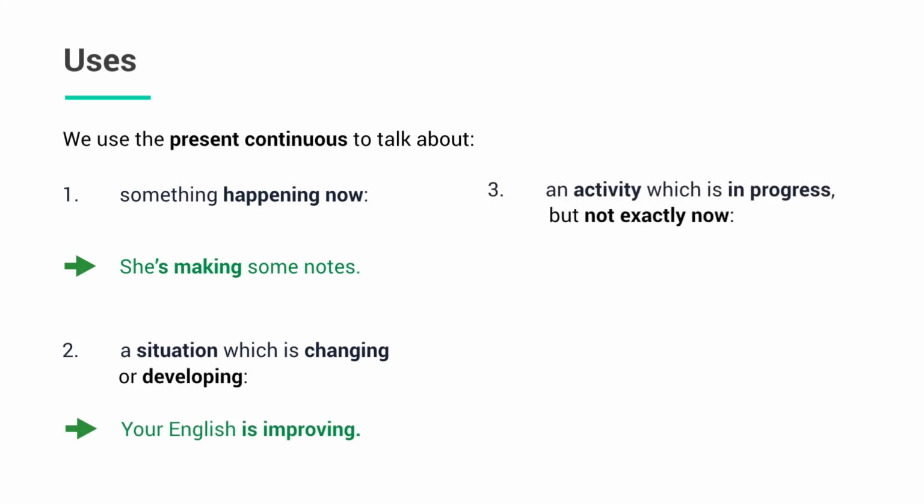Next, we use the present continuous to talk about an activity which is in progress but not exactly now. For example, she's studying chemistry in Oxford. Perhaps at this moment she's not studying chemistry. However, she is in the process of doing that. She's probably a full-time student at Oxford and her major is chemistry. She needs to study chemistry for about 4 years.